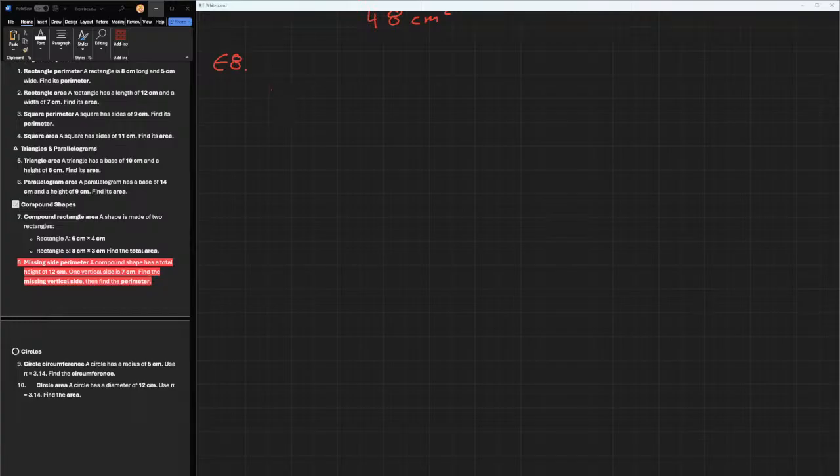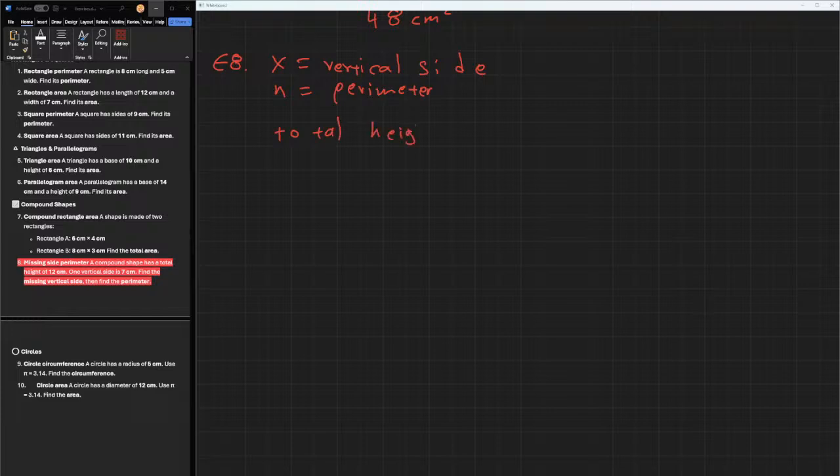Missing side parameter. Okay, a composite shape has a total height of 12 centimeter. One vertical side is 7. Find the missing vertical side, then find the perimeter. Alright, so we have to do two things here. We don't know the vertical side. Also, another thing we don't know is the perimeter.